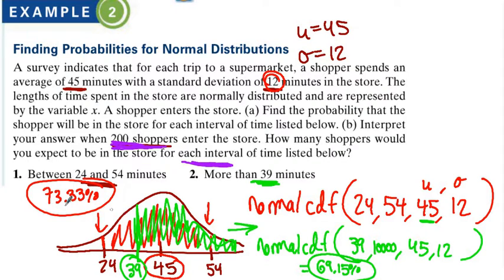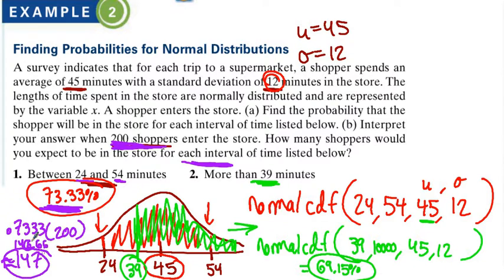Well, for this one, 73% of shoppers are going to be between 24 and 54. So if there are 200 people in the store, then I need to know what is 73% of 200. That's the multiplication I have to do, and it turns out to be about 147. I would round up, because it's actually 146.66, and we don't want to have 0.66 of a person. That would be pretty awful. 147 is a much more humane answer.